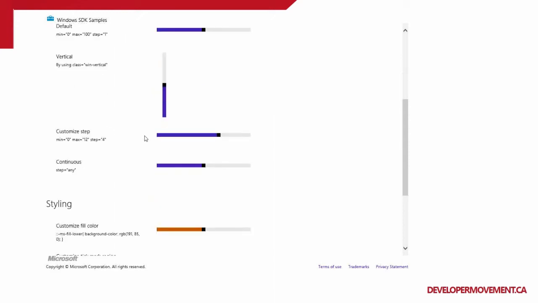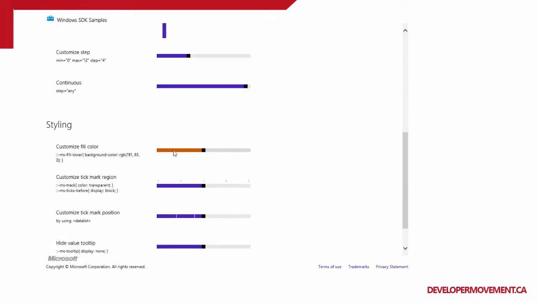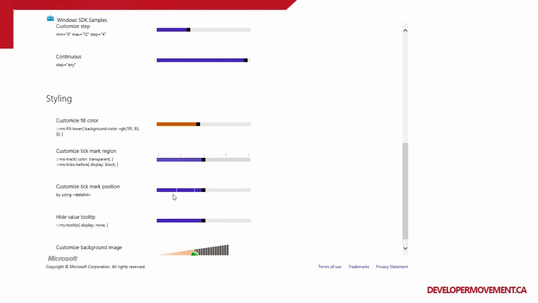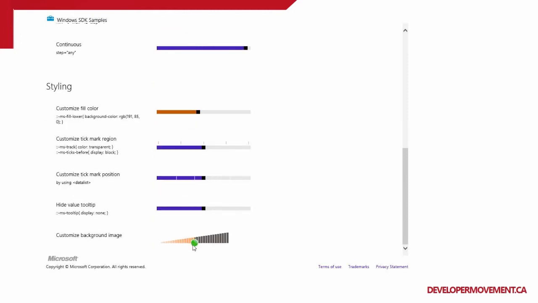You can set the custom step. There we have four. Here we have any. And you can even style it differently. So if you want to change the fill color, you can do that. You can set tick markers, and you could even change the entire representation of the slider. So here we have a slider which probably could be used for volume or anything like that. And it's all done in CSS. And I'll go through how this one works.